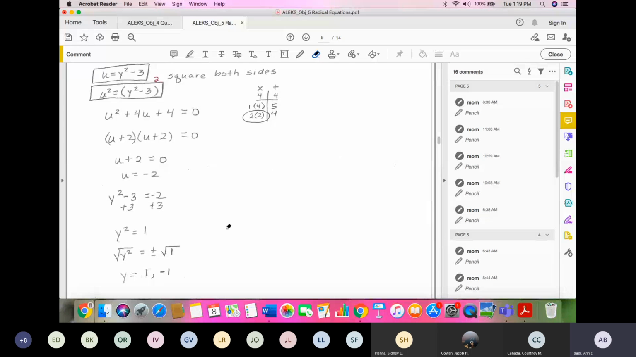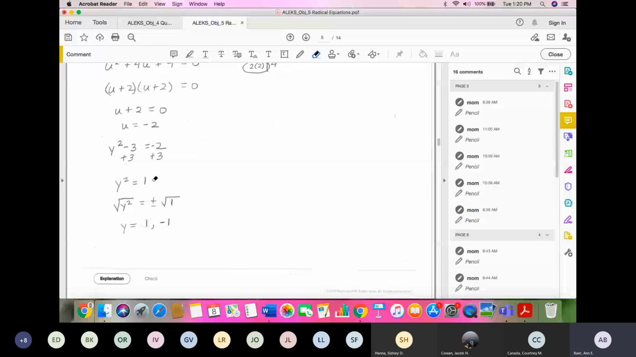So we want to solve for y. It's not too bad here. The opposite of subtracting is adding, so we add 3 to both sides. We get y squared on this side. Minus 3 plus 3 is 0. Equals negative 2 plus 3, which is 1.